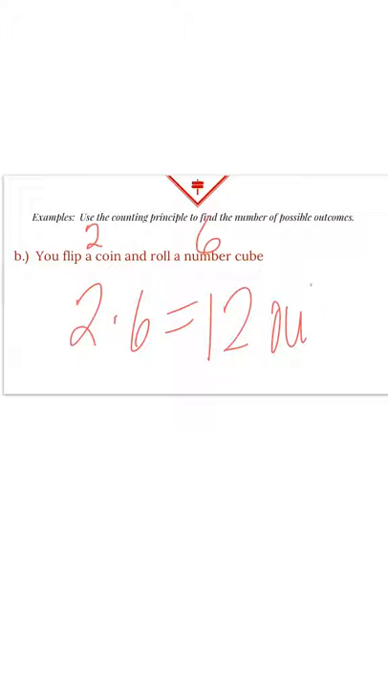Now we're looking at the counting principle if you flip a coin and then roll a number cube. When you flip a coin, you have 2 possible choices, and when you roll a number cube, you have 6 possible choices. So you do 2 times 6, and there are 12 outcomes that you could have.